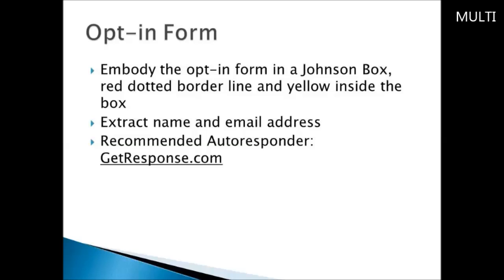This is called the call to action. Always embody the opt-in form in a Johnson box. A Johnson box is a yellow box with red dotted border line. The opt-in form is the only means for your visitor to fill in his or her information, and when he or she presses the submit button, the visitor will be redirected to the next web page and signs up for your autoresponder, which in effect successfully joins your mailing list.